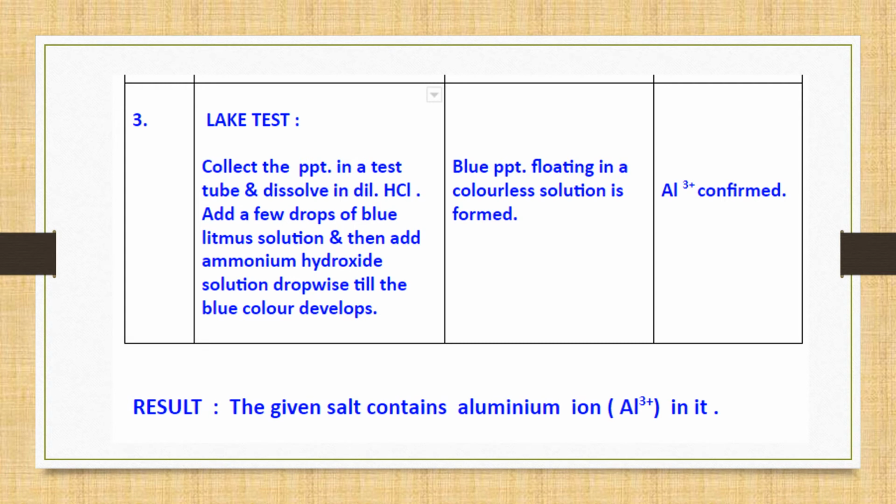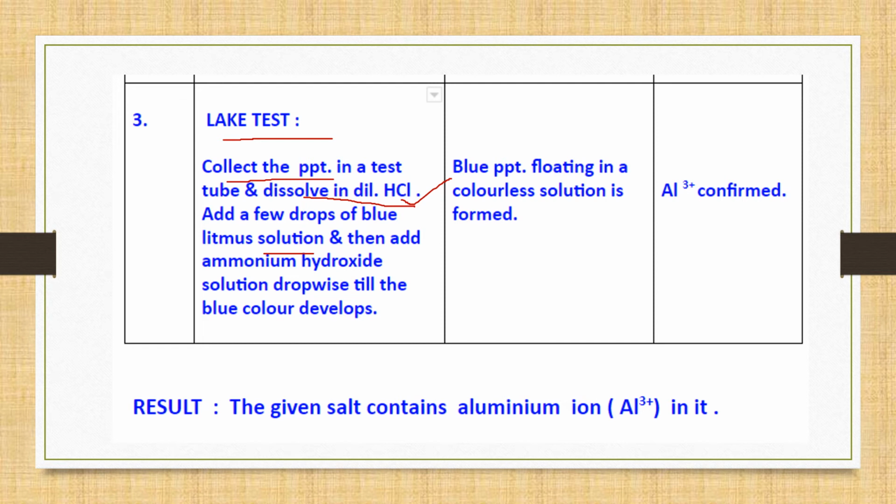Then the next step, once you get that gelatinous white precipitate, is a test which is named the lake test. You will collect the white precipitate and dissolve it in dilute HCl again. Then you add a few drops of blue litmus solution. When you are dissolving the precipitate in dilute HCl, you have made the medium acidic. So what's going to happen when you add a few drops of blue litmus to an acidic solution? It is going to turn red.